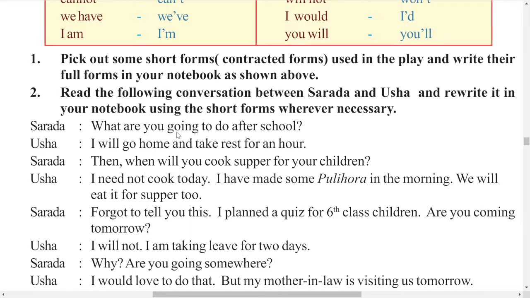Sharada, what are you going to do after school? Okay, so what are you going to do after school? Is it necessary to use the contracted form here? No, we cannot. Next one, I will go home and take rest. Here you can use one contracted form. What is that? I will. Okay, so you can use double L, right? Next.